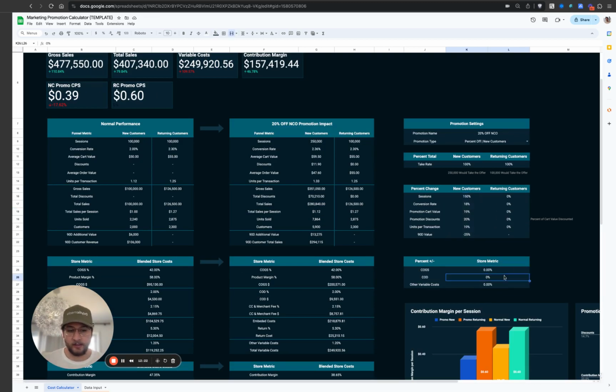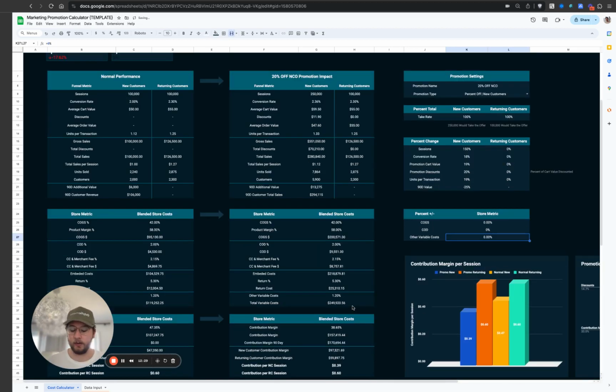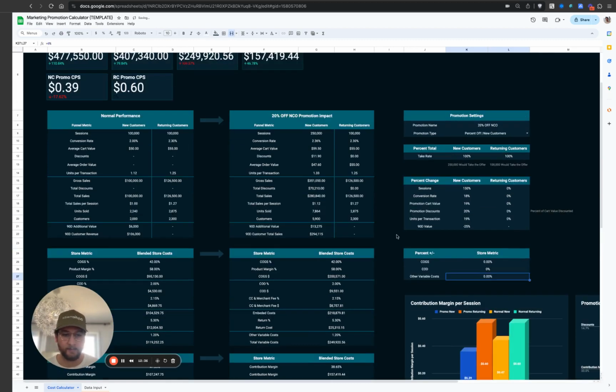In terms of COGS, nothing really different there. Cost of delivery is not going to change. We don't have any other variable costs in this case, though if you wanted to add in a percent of revenue, ad spend cost, or anything else, you could add in all your other costs here to get an accurate forecast. All right.